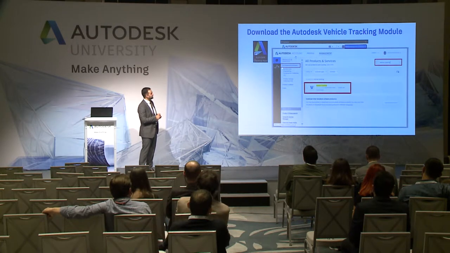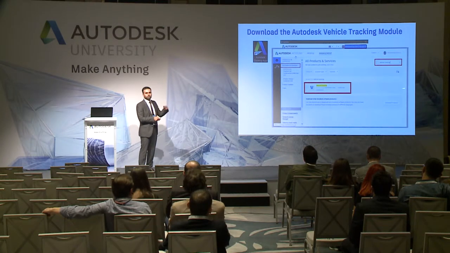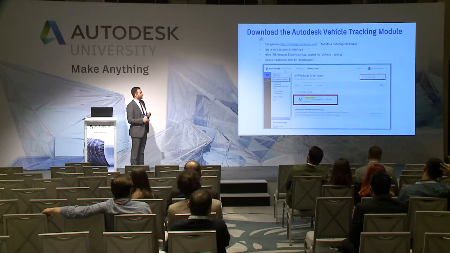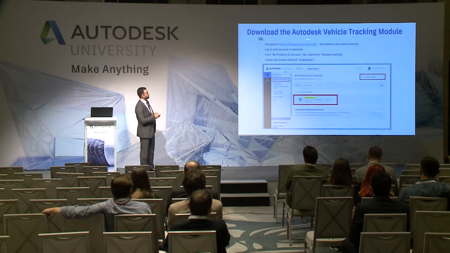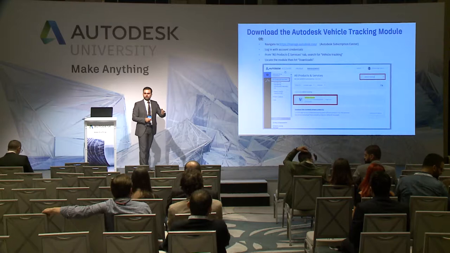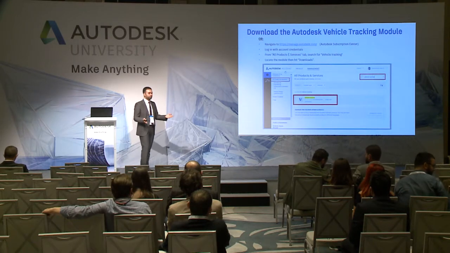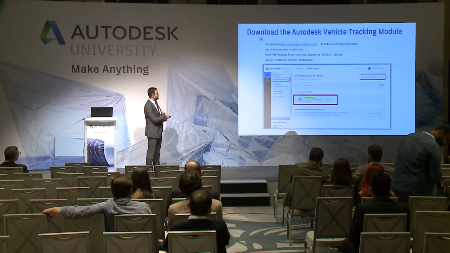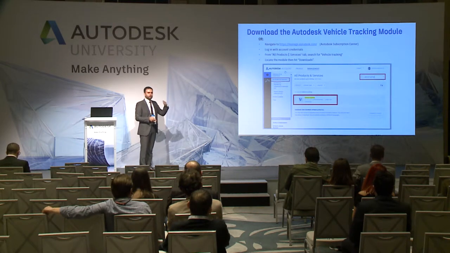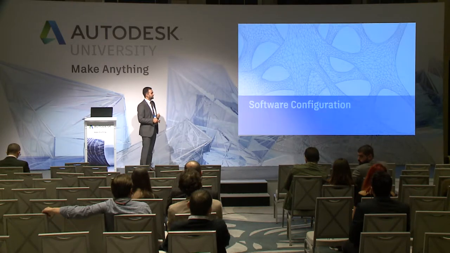All you have to do is click on all products and services, search for vehicle tracking, and there you go. You can download it directly, and it will work with Civil 3D, AutoCAD, and AutoCAD Architecture. Or else, you can directly go to this link, manage.autodesk.com, log in, and then you will know what products you are entitled for. You're entitled for the AEC Collection, you are entitled for Civil 3D and Vehicle Tracking, you're entitled for Revit. Everything will show up there in your entitlements list. So this is very quickly how you can check for the entitlement, the license, download it, and make it work.